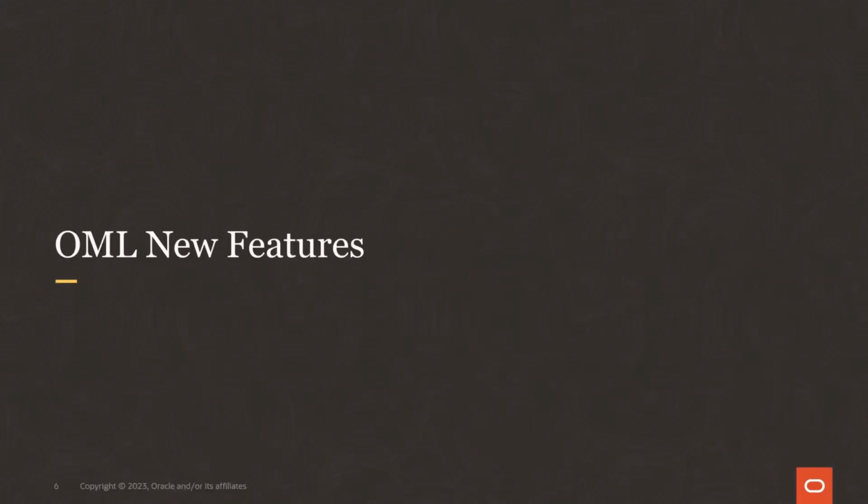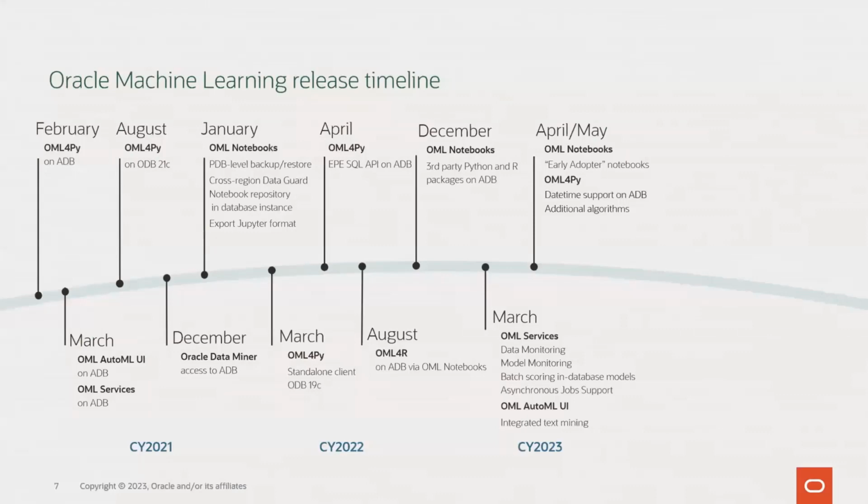We're going to jump into the OML new features. Now, this summarizes the major new features introduced since the beginning of 2021. The most recent addition is AutoML for Py 2.0 with support for date and timestamp data types and additional in-database algorithms. We released a new notebook interface, OML Notebooks Early Adopter, as well as the ability to custom install third-party packages. In March, we released a range of functionality on OML Services. So let's take a closer look at a few of these.